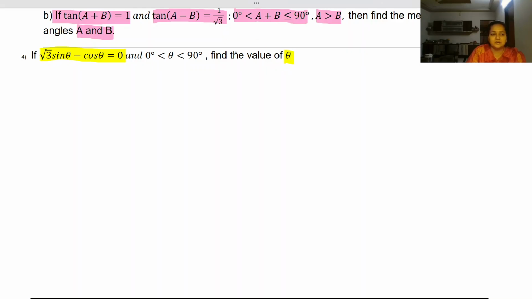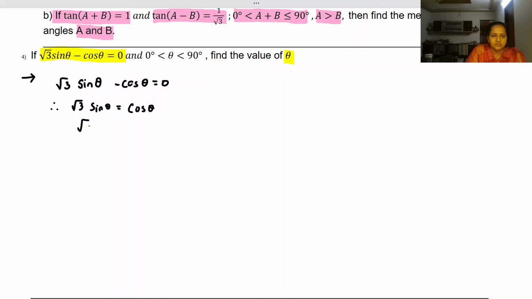Is the question understood? So that means from here, we need to simplify to get one trigonometric ratio. Let's just start and see what actually we've been given. We've been given root 3 sine theta minus cos theta is 0. So can I just rewrite this as root 3 sine theta is equal to cos theta, as minus cos theta transposed to the other side becomes plus cos theta.